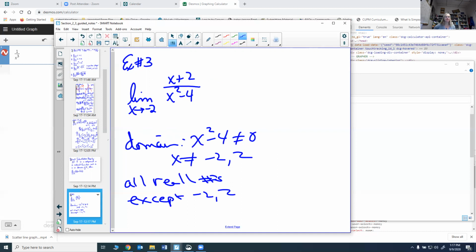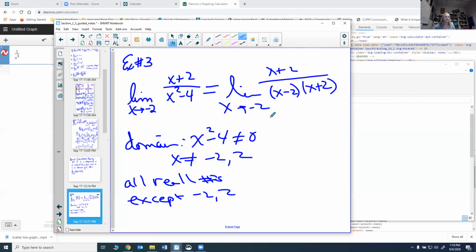So I'm going to go ahead and do a little bit of algebra and see if we can find out what this might be. So let's see if we can simplify this just a little bit. The top is already factored, but the bottom I notice does factor. x plus 2, x minus 2 is how that factors. So then I notice, hey, there's a plus 2 here and a plus 2 here.